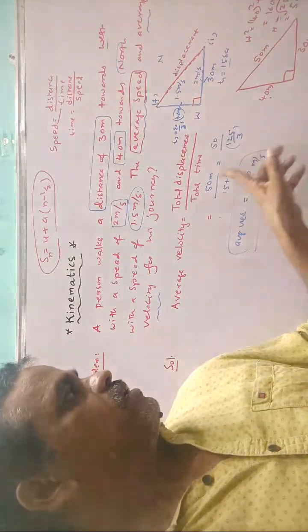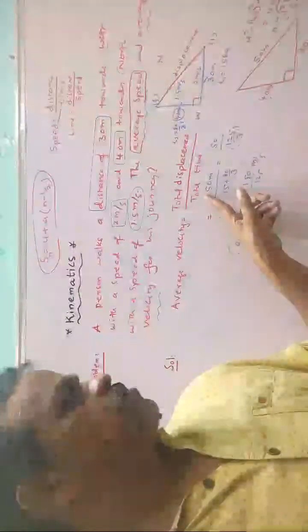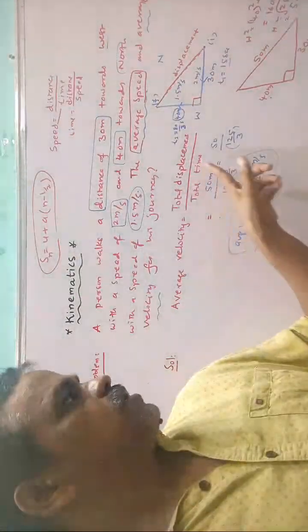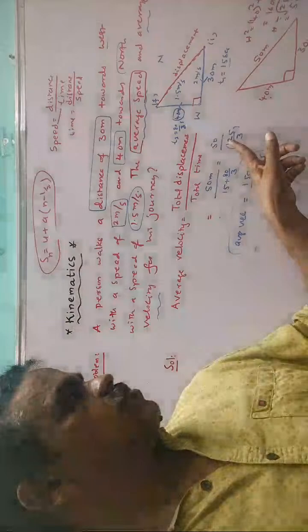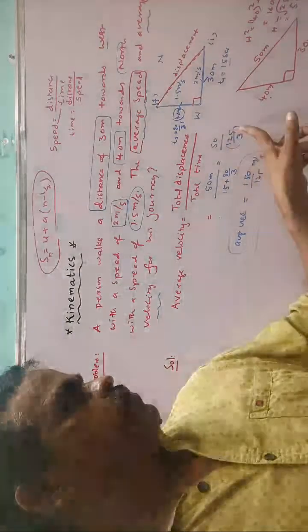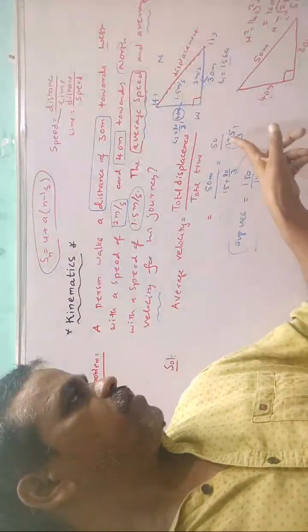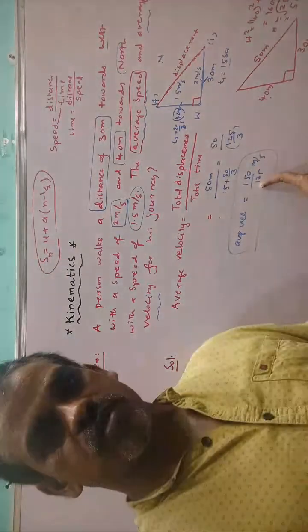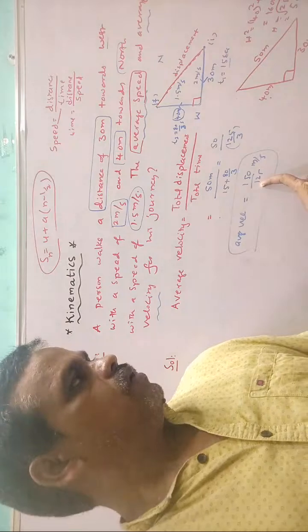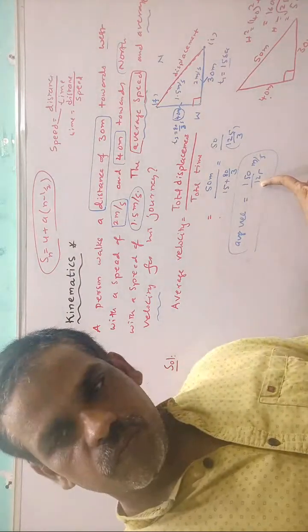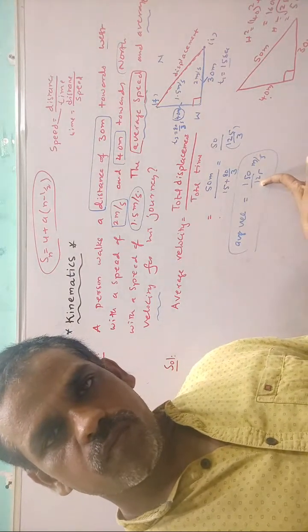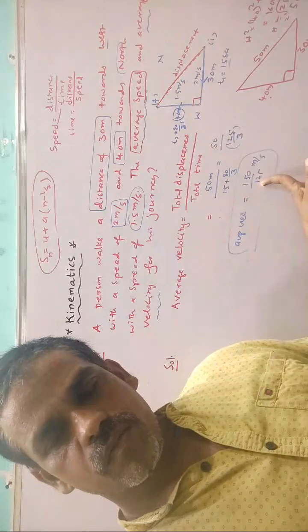Now average velocity is 150 by 125 meter per second. I substituted total displacement equal to 50 meter. Total time is 15 plus 80 by 3, that is equal to 125 by 3. This is a fraction in the denominator, it will go up: 50 into 3, 150 by 125 meter per second average velocity. Is it visible now? Is it visible? Yes? No?